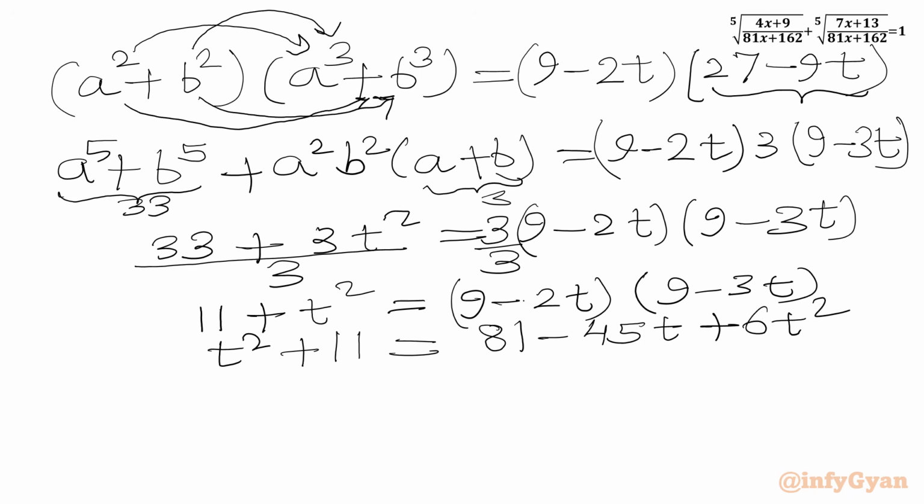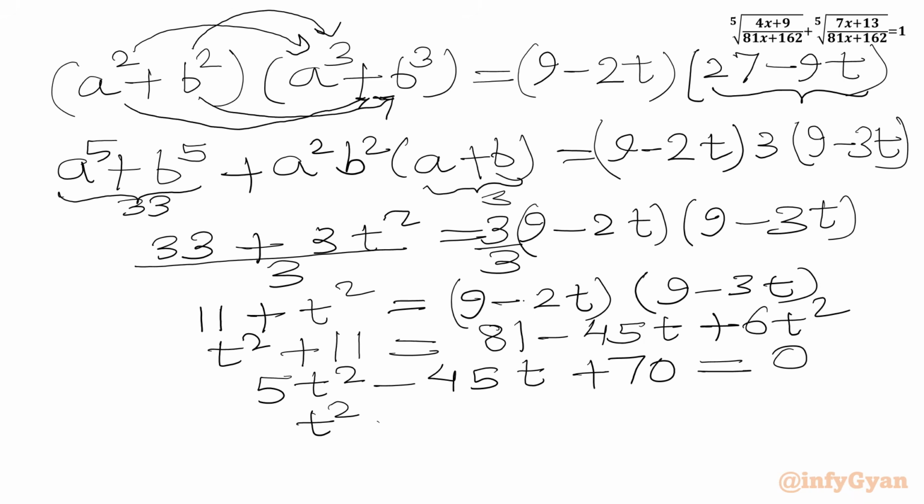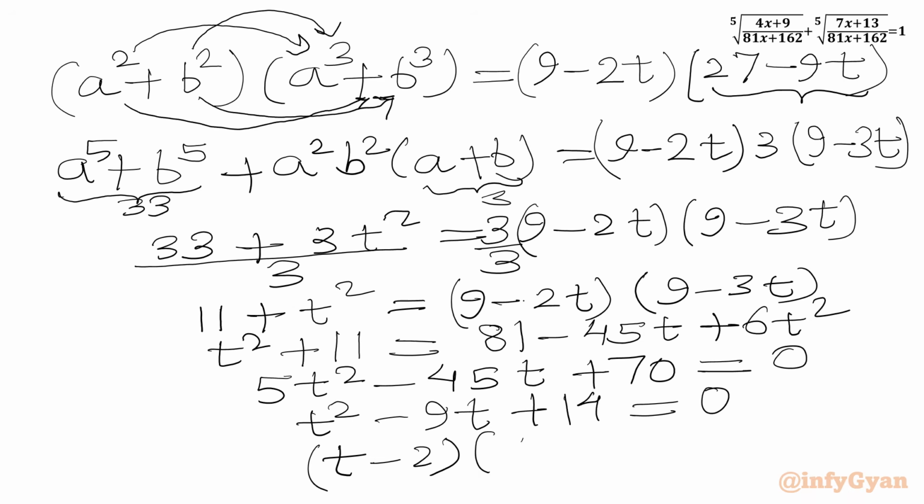By writing all the terms to the RHS, we will get one quadratic in t, 5t² minus 45t plus 70 equal to 0. The equation is divisible by 5. Let's divide by 5: t² minus 9t plus 14 equal to 0. This is one quadratic equation which we can factor easily: (t minus 2)(t minus 7) equal to 0.